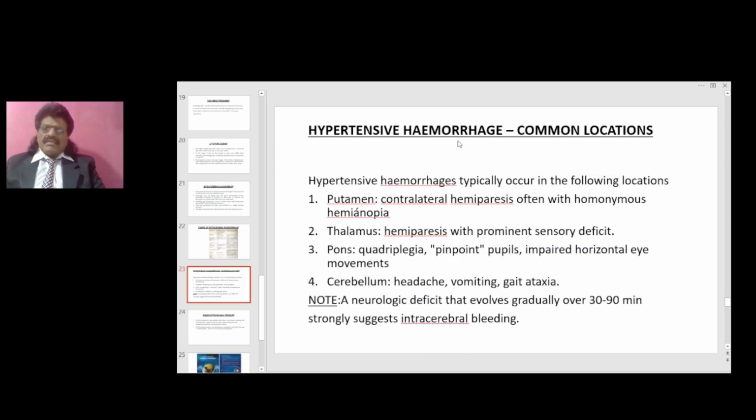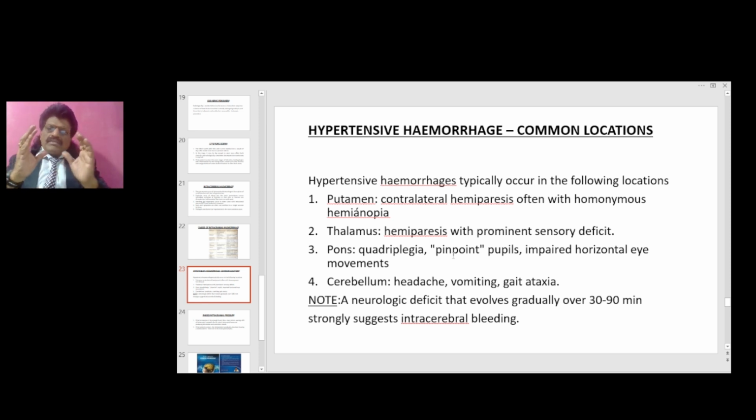Hypertensive hemorrhage, as I said, these are the common locations. Hypertensive hemorrhage typically occurs in the following locations. Putamen, when it occurs in putamen, there is a contralateral hemiparesis, often with homonymous hemianopia. Thalamus, there is hemiparesis with primary sensory deficit because all the sensory tracts go to the thalamus. Pons, there is quadriplegia. There are pinpoint pupils. Both the pupils are constricted.